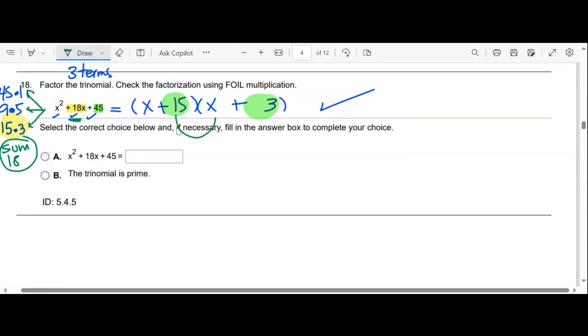To check the answer, just do the happy face. So this gives you 15x, this 3x. Their total is how much? 18x. Okay, easy. Let's move to the next one.